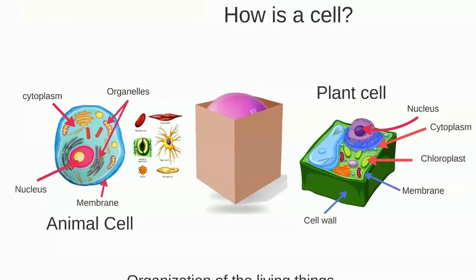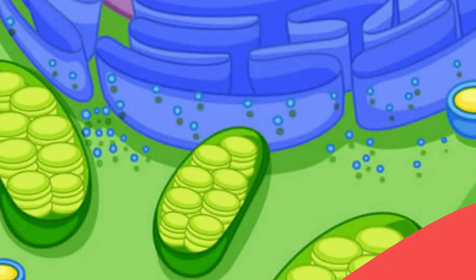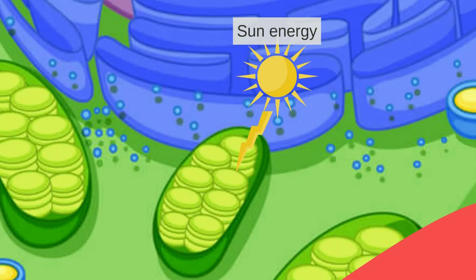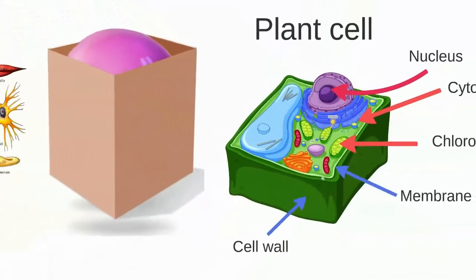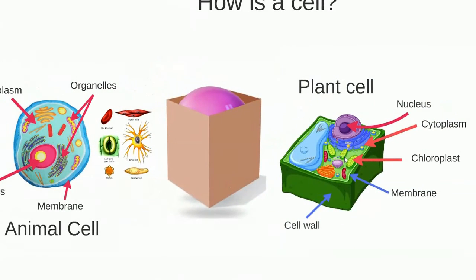The chloroplast is a very interesting organelle because it's responsible for absorbing the sun's energy in plants. The sun's energy is absorbed by the chloroplast and is used to produce the matter, the food that the plant is going to need for growing and developing. So this is the reason, the chloroplast, that plants can perform photosynthesis and live absorbing the energy of the sun, and animals can't, because animals don't have this organelle, the chloroplast, that can absorb the energy of the sun.